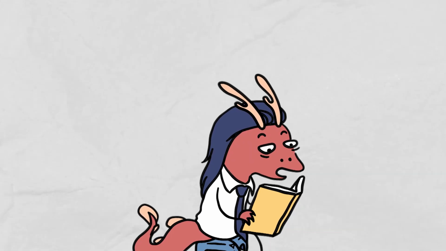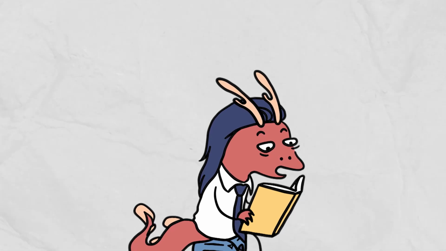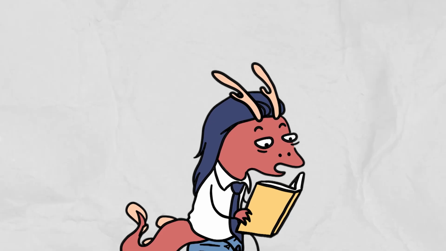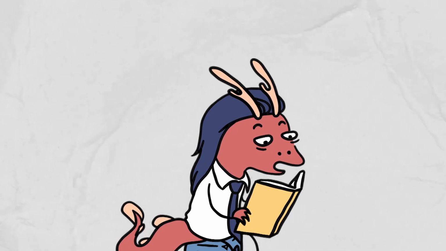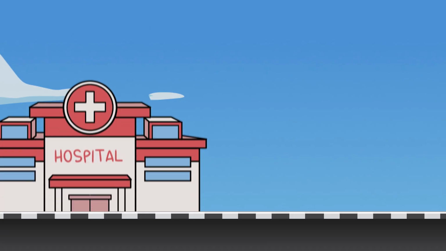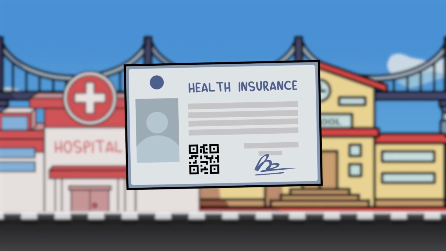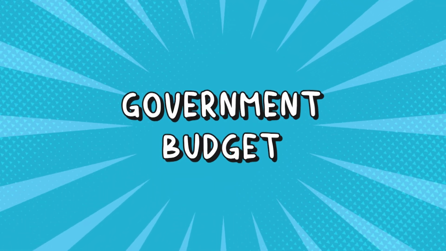Budgets help stabilize the economy through fiscal policies, adjusting income and expenditure to control inflation, reduce unemployment, and stimulate economic growth. They also allocate financial resources to important sectors like healthcare, education, infrastructure, and social welfare, ensuring balanced and sustainable development. I want to dive a little deeper into the government budget.